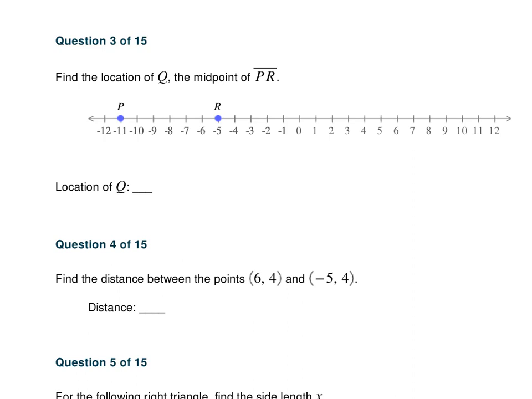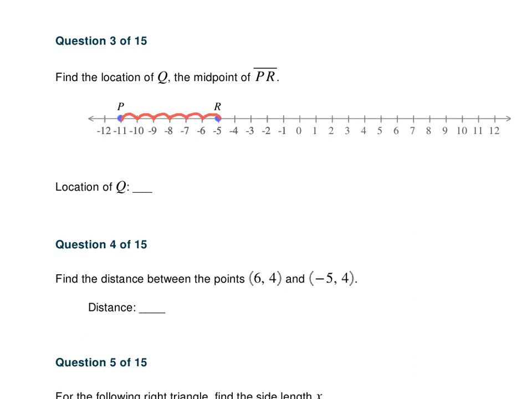Question 3 asks us to find the location of Q, and it calls Q the midpoint of PR. So if you remember midpoint, that is the exact middle between 2 endpoints. So if we look at P and R, the first thing I did is I went and counted how many spaces were in between P and R. So I said 1, 2, 3, 4, 5, 6.